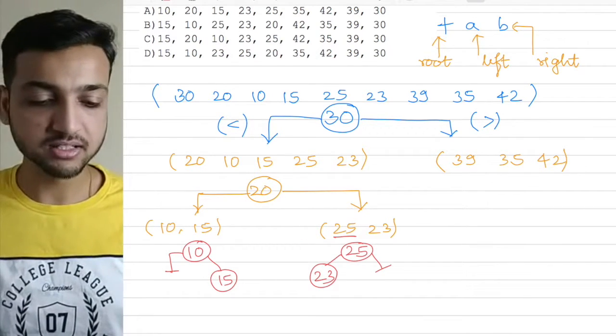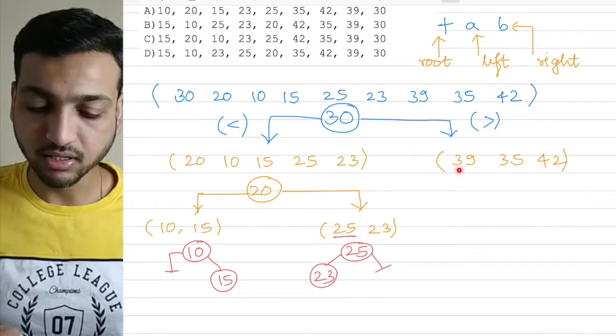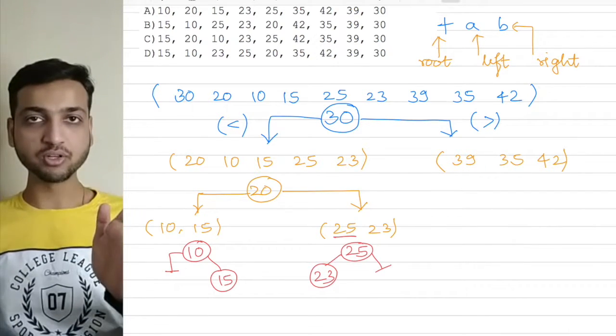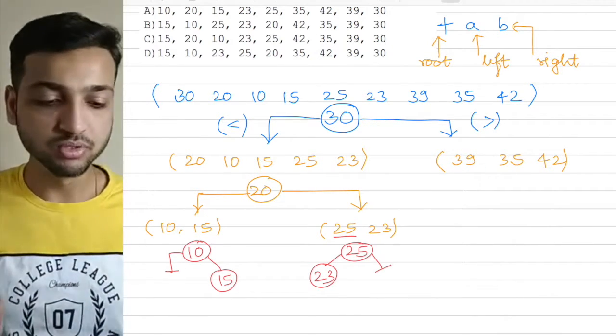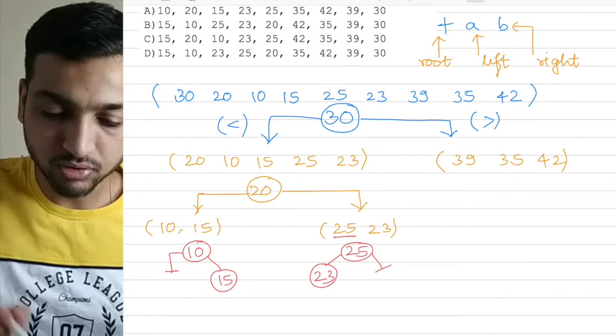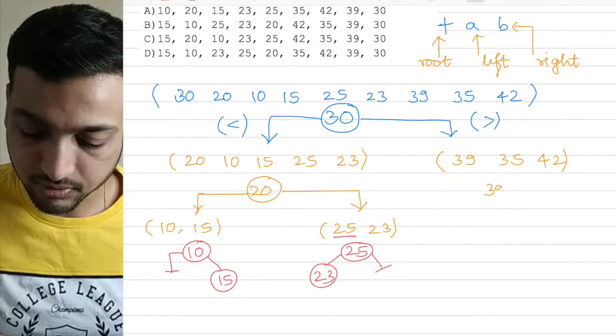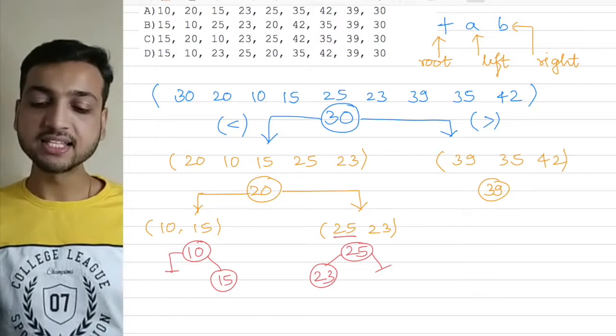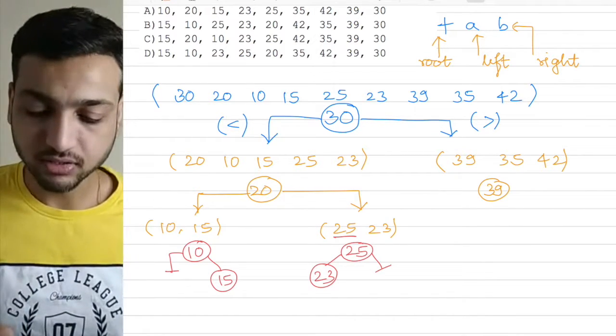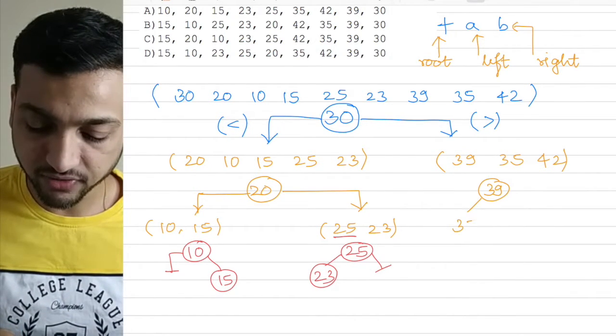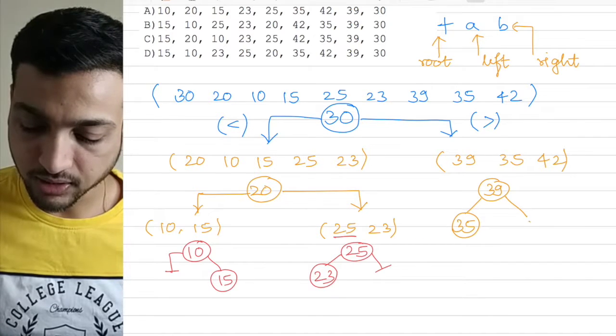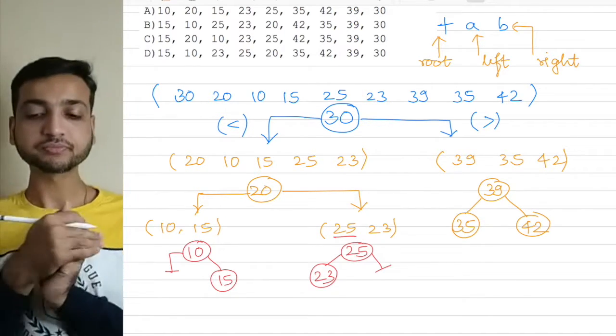Similarly, I'm going to complete my right subtree. Very much equal. 39 is the first value in the pre-order traversal. So 39 is going to be the root. So let's quickly make it the root. So 39 becomes my root. Now everything less than 39 is to the left. So there's only one value, which is 35. And there's only one value greater than 39, which is 42.